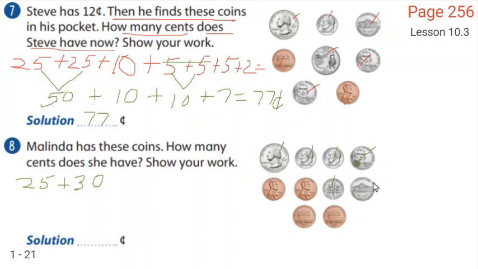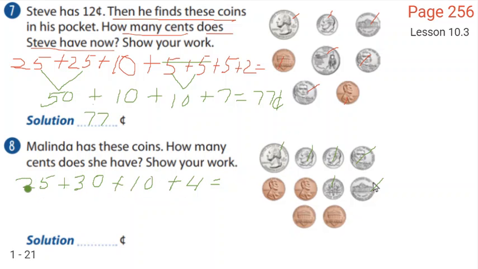Now let's count the nickels. 5, 10, plus 10, plus 1, 2, 3, 4 equals. Well, let's add this up. Here we go. So let's add all these tens up here first.